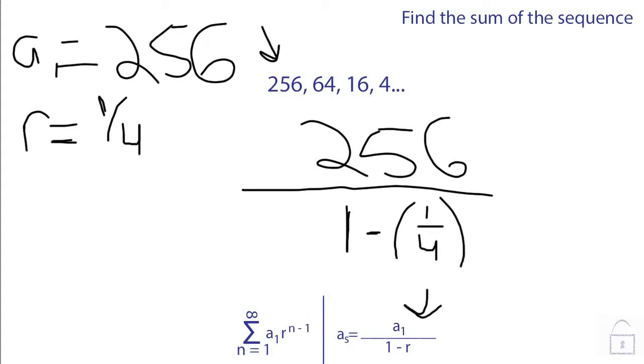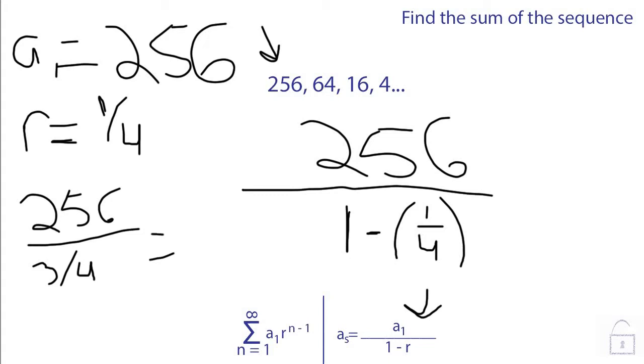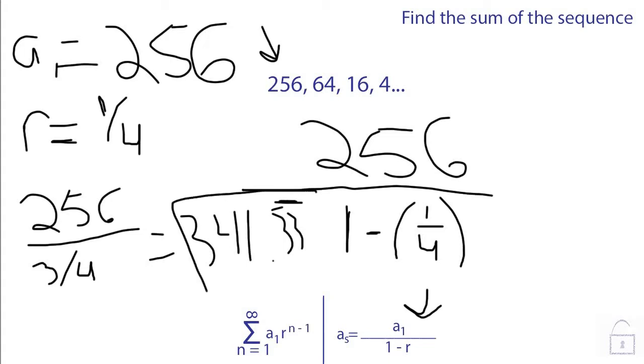Alright, so now with that, we get 256 over 3 divided by 4, and then we can simplify that to 341.33 repeating. And that's our answer for this problem of 341 and 1/3.